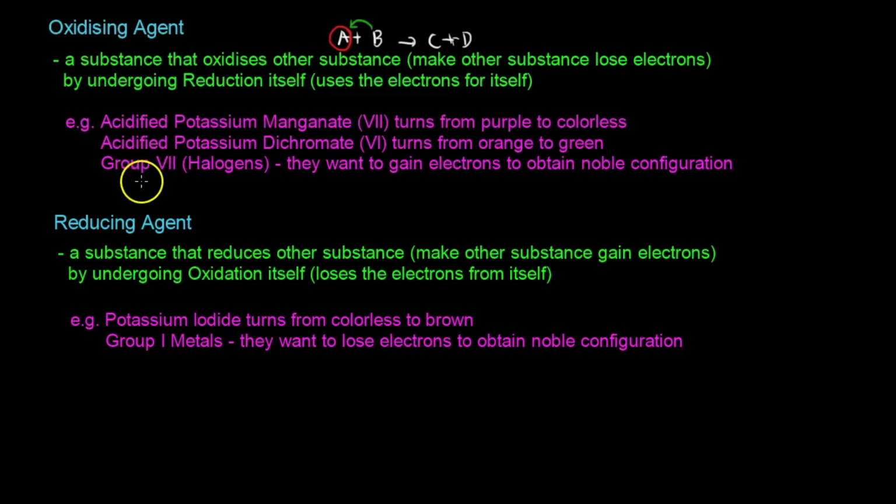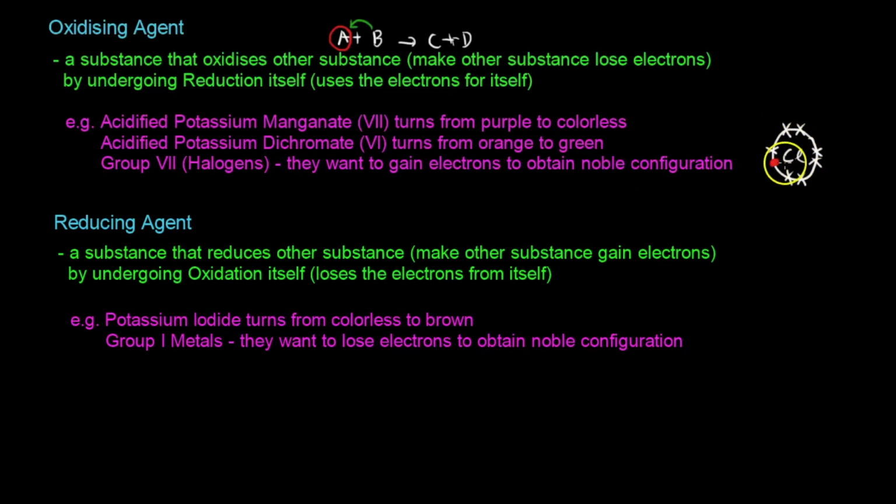So what about another one? It is group 7 halogens. They want to gain electrons to obtain a noble configuration. So what do I mean by this? For example, I have chlorine. Chlorine, as we know, has 7 electrons surrounding it: 1, 2, 3, 4, 5, 6, 7. They desperately need just one more electron to fill up the outer shell so that it obtains a noble configuration, like a noble gas.